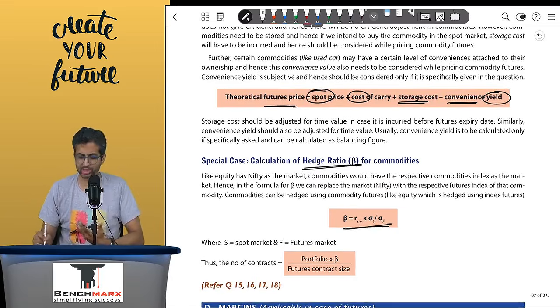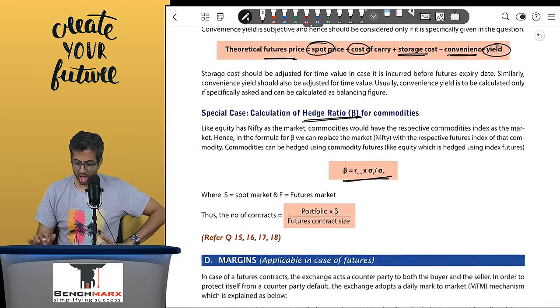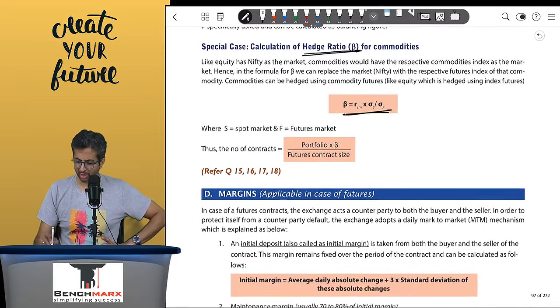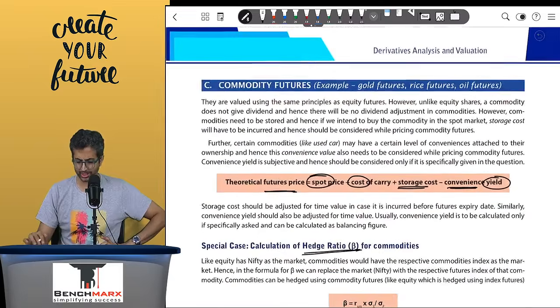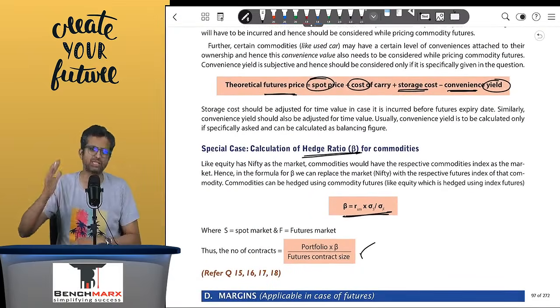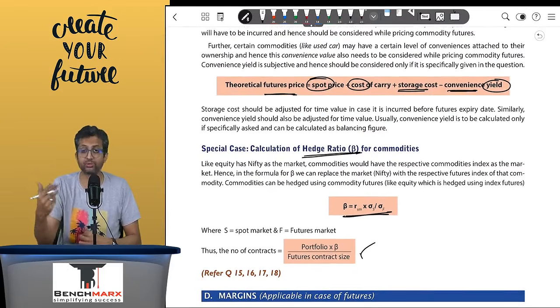The formula over here is the same as the formula that is there for beta. Number of contracts is again portfolio into the beta upon the futures contract size, like we discussed earlier. So that is regarding commodity futures, not as important from an exam perspective, but has that additional layer of complexity for storage cost as well as convenience yield.